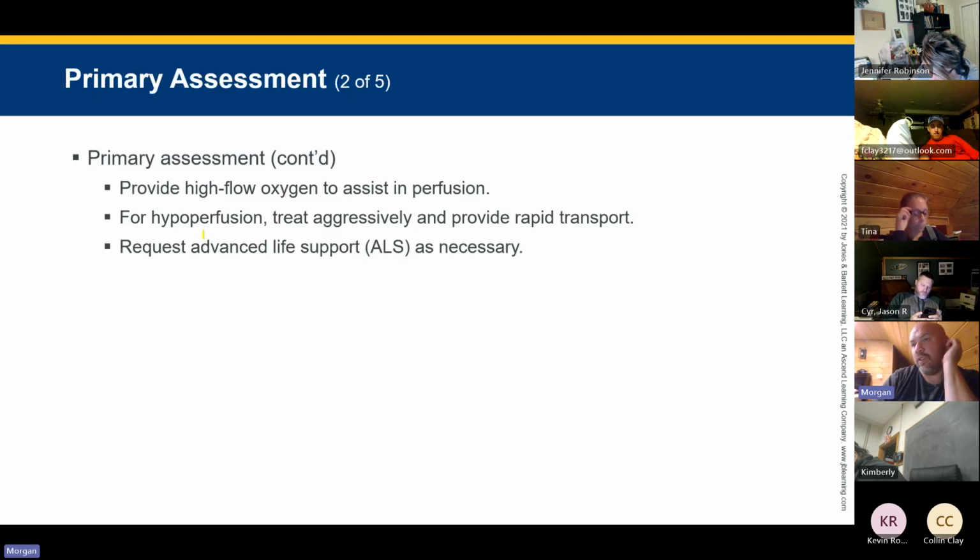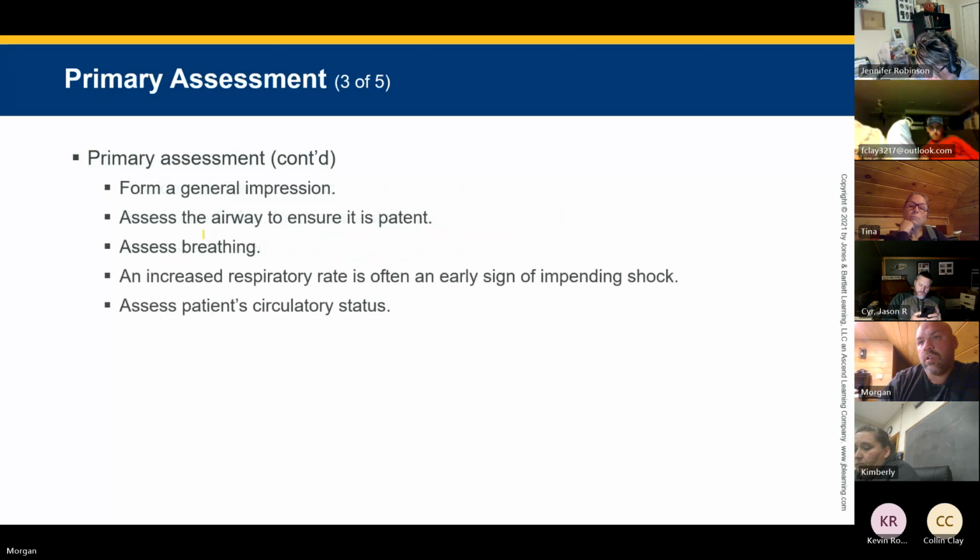So we will be providing high flow oxygen on the test, but in real life for clinicians, for hypoperfusion, treat aggressively and provide rapid transport. So you guys can treat hypoperfusion, like keep them warm and position, and request advanced life support. And you can always ask for DART or Maine Med or wherever you're from.